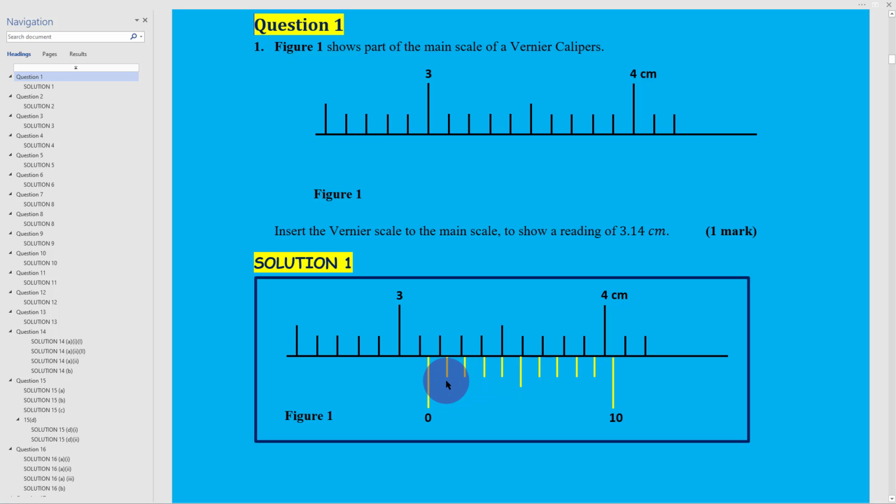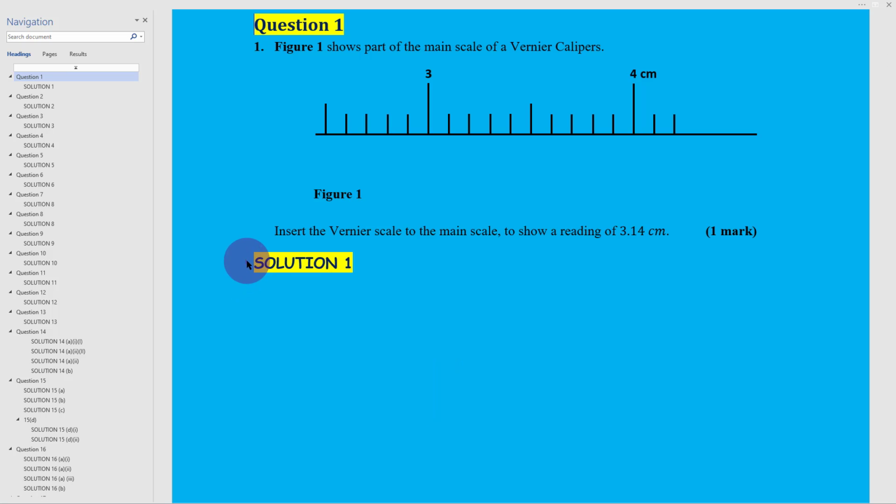Have a look at this. This is 1, 2, 3, 4. The fourth division is the division which will coincide with a division on the main scale. Just understand that. If you check clearly, you will not see any other division on the vernier scale coincide with a division on the main scale. So that's it about question 1.